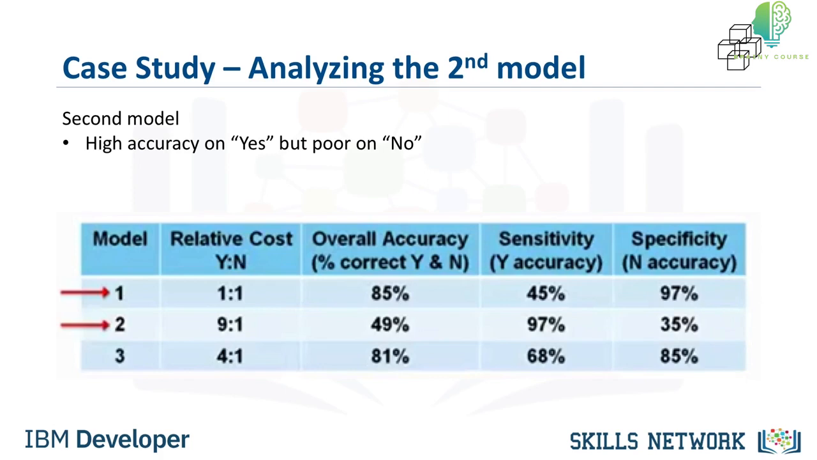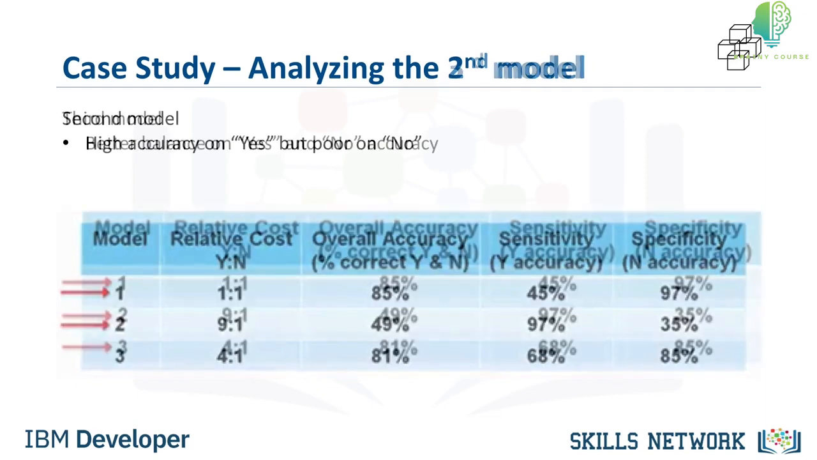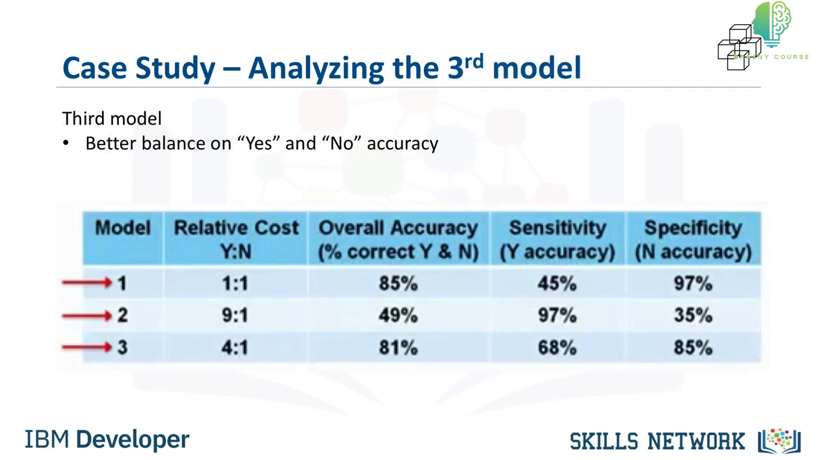This time, the model correctly classified 97% of the yes, but at the expense of a very low accuracy on the no, with an overall accuracy of only 49%. This was clearly not a good model. The problem with this outcome is a large number of false positives, which would recommend unnecessary and costly intervention for patients who would not have been readmitted anyway. Therefore, the data scientist needs to try again to find a better balance between the yes and no accuracies. For the third model, the relative cost was set at a more reasonable 4-to-1.